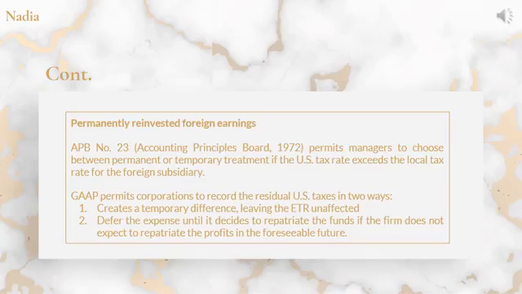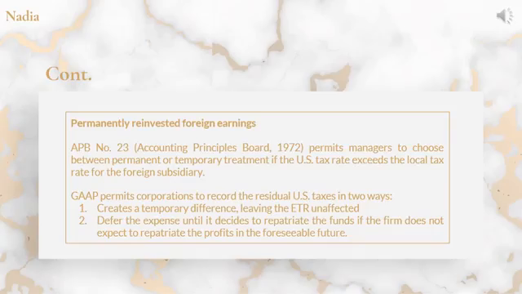The first is to create a temporary difference, leaving the ETR unaffected. Specifically, a firm estimates the US tax that will be required at repatriation and accrues the income tax expense when it records the foreign earnings that will eventually trigger those US taxes.